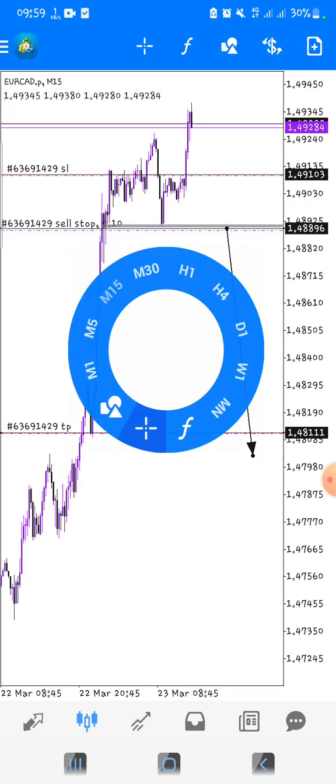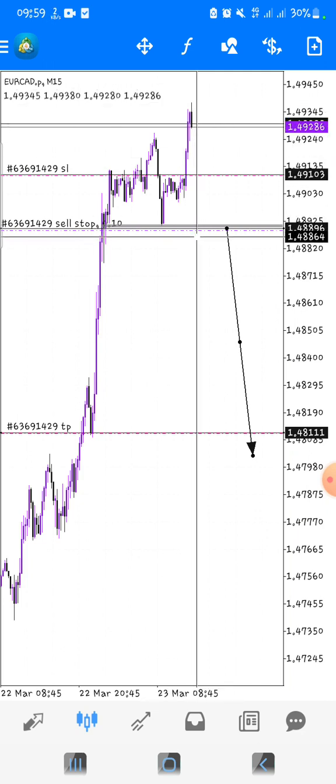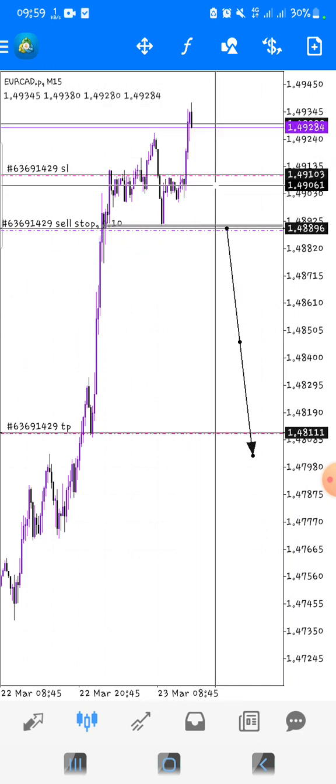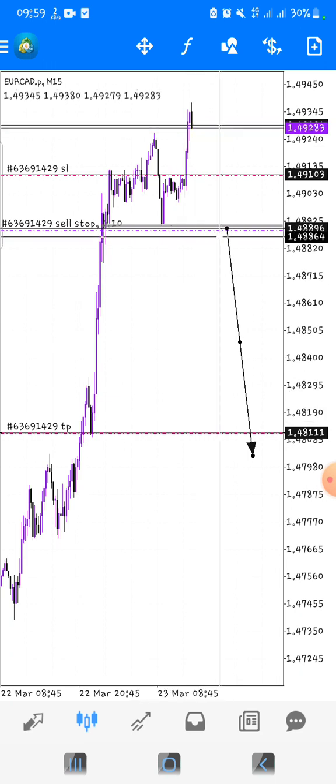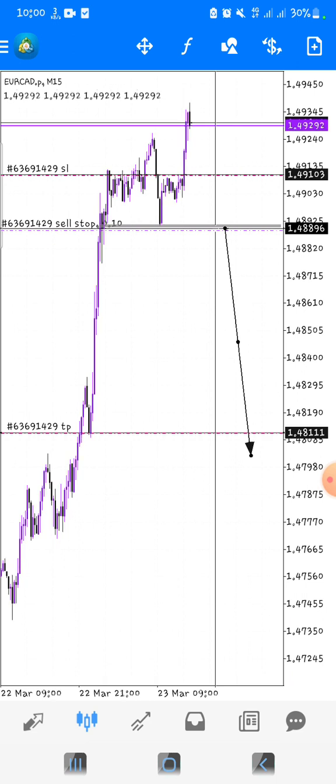okay, so when price comes down to this point, it will trigger my sell, and automatically this will be my stop loss, my take profit, my entry will be at that point, and my trade will be a sell. So if I want to be selling below the current market price, I use a sell stop. Get it? Okay, now let's look at the last pending order, which is a buy stop.